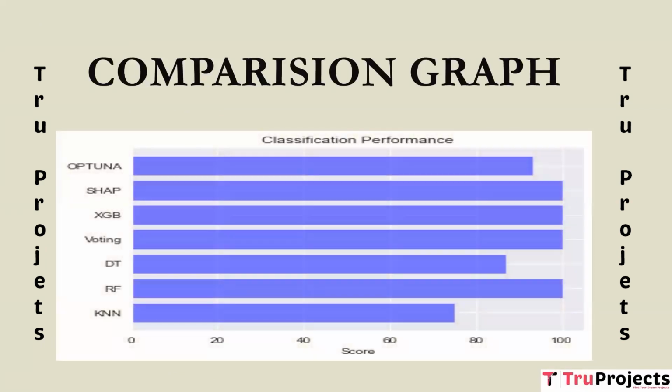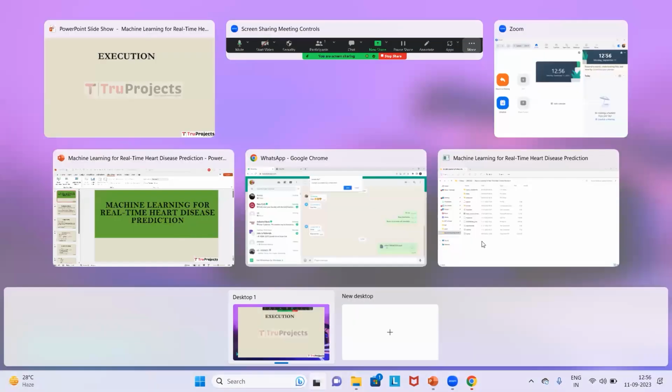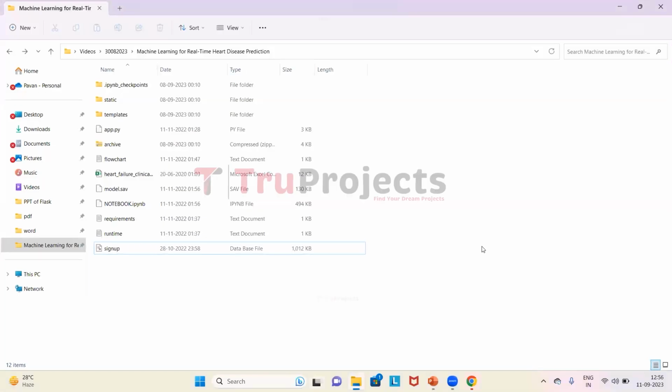Comparison graph. This is the comparison graph of the project. Here on the x-axis we have the accuracy scores and on the y-axis we have the algorithm names. This is the bar graph of accuracy scores of all the algorithms. Among all the algorithms, the voting classifier is performing well, so we use the voting classifier for prediction purposes in the web interface. For execution, we need to open the code folder which contains the source code files.